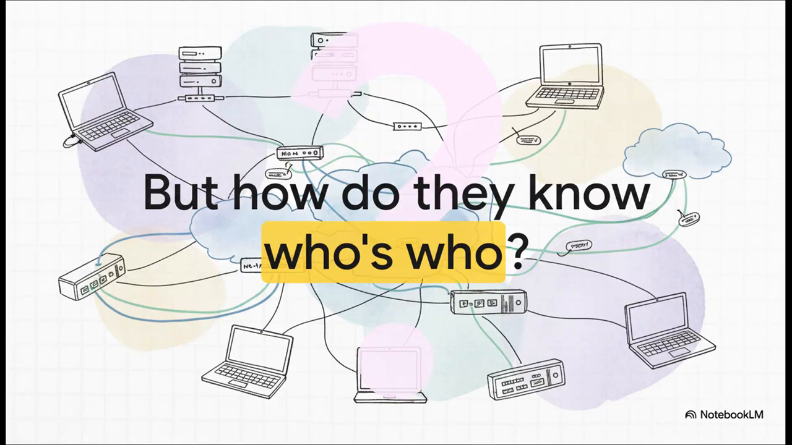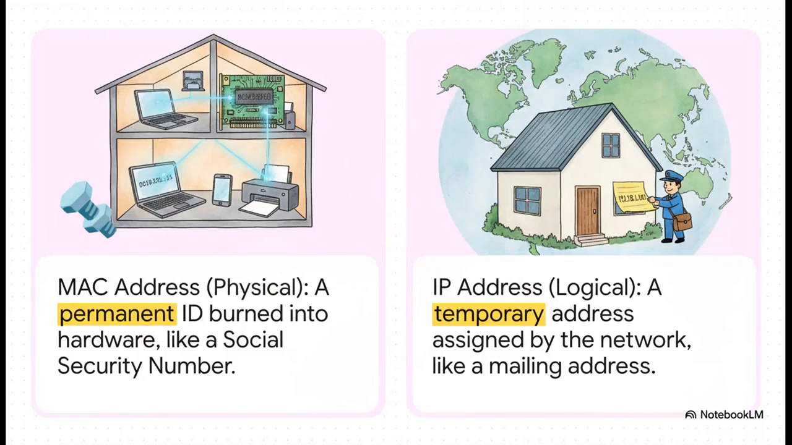Just like in the real world, every single device needs an address so it can be found. But here's the part that really trips people up on the exam. In the world of networking, every device actually has two different kinds of addresses, and they each have a very different job. On one side, you have the MAC address. Think of this like a permanent serial number or a social security number for your device's network card. It's only used for conversations inside your local network, inside the house.